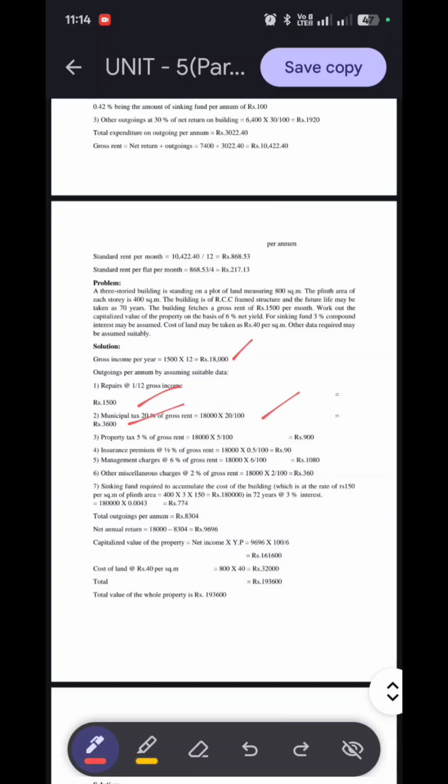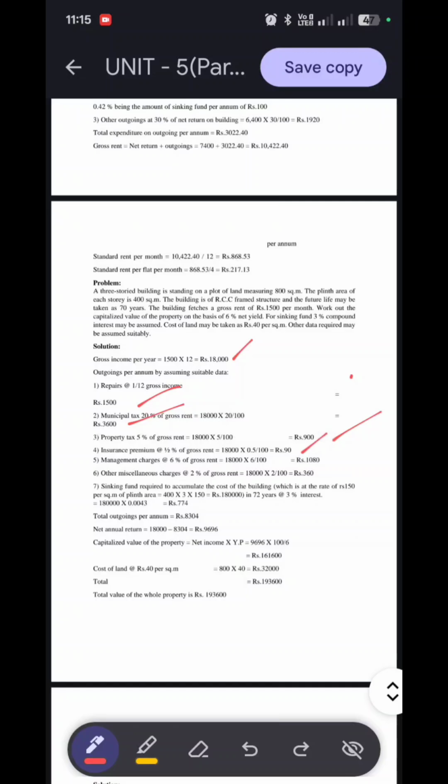Next, third outgoing, property tax 5% of the gross rent. We have to pay 5% of the gross rent to the government as tax every year, the property tax. So 18,000 into 5 divided by 100. Now the amount is 900 rupees. Next, fourth outgoing, insurance premium at half, that is 0.5% of the gross rent. So 18,000 into 0.5 divided by 100. Now the value is 90 rupees.